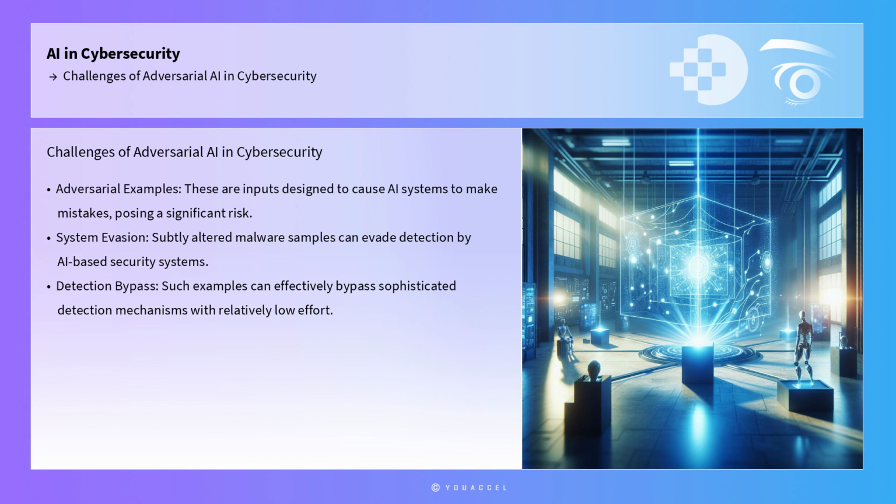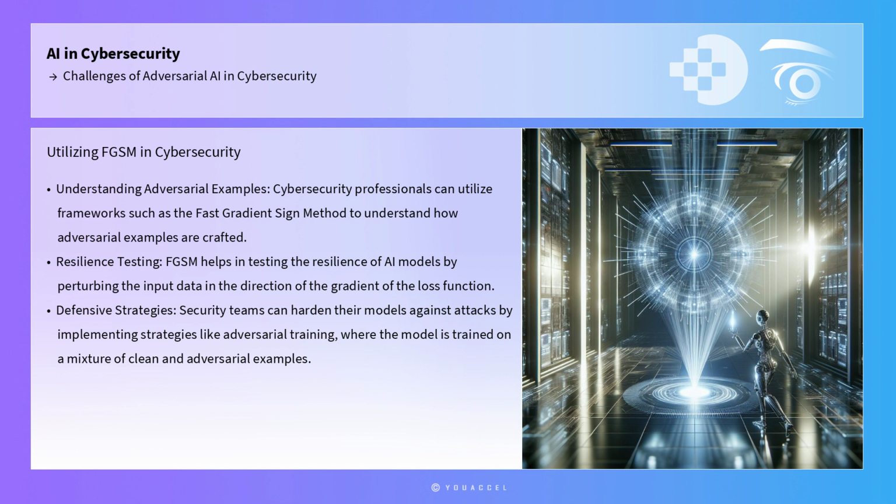This represents a significant risk, as such adversarial examples can be generated with relatively low effort and can effectively bypass sophisticated detection mechanisms. To address this, cybersecurity professionals can utilize frameworks such as the fast gradient sign method, which helps in understanding how adversarial examples are crafted and can be used to test the resilience of AI models.